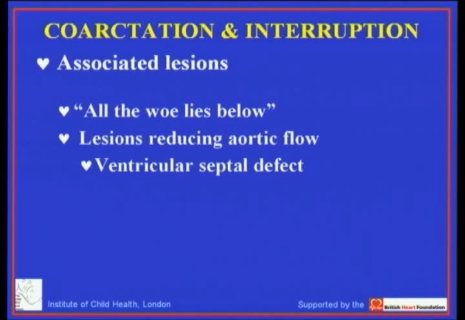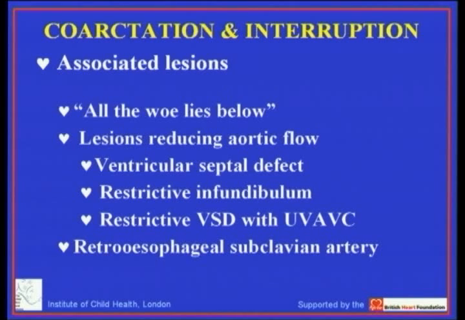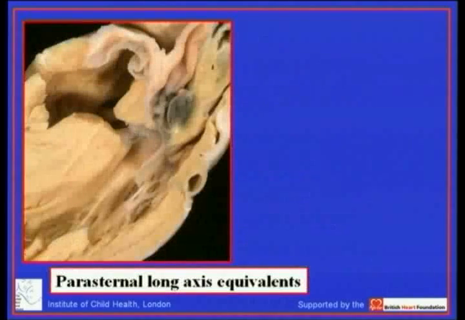And those lesions can be a ventricular septal defect, restriction of the infundibulum, and that is typically seen in the Taussig-Bing malformation, or a restrictive ventricular septal defect when there is univentricular atrioventricular connection to a dominant left ventricle. And we saw that this morning in the setting of both double inlet left ventricle and tricuspid atresia. And remember, the other associated lesion, nothing to do with the woe lying below, but retroesophageal origin of the subclavian arteries.